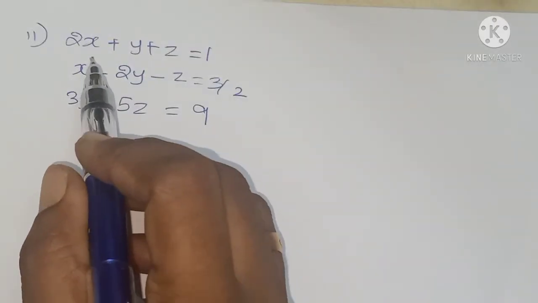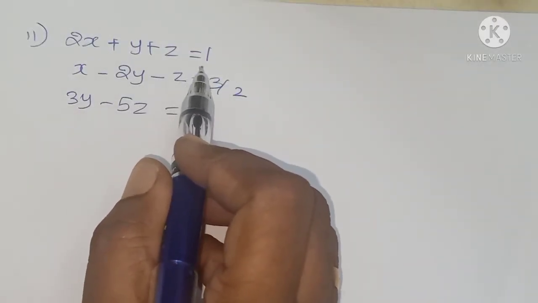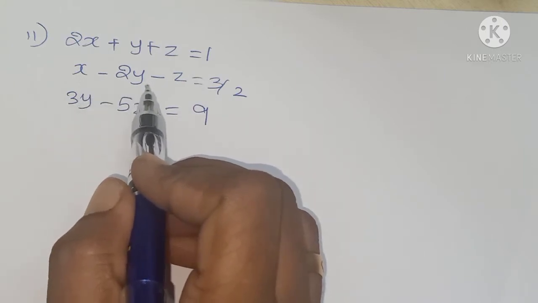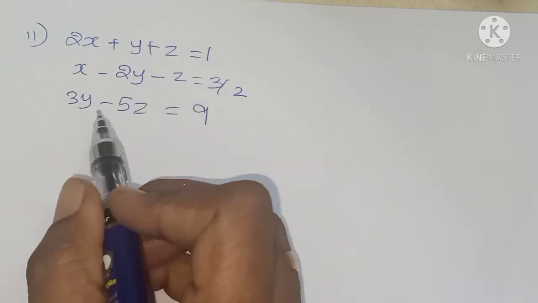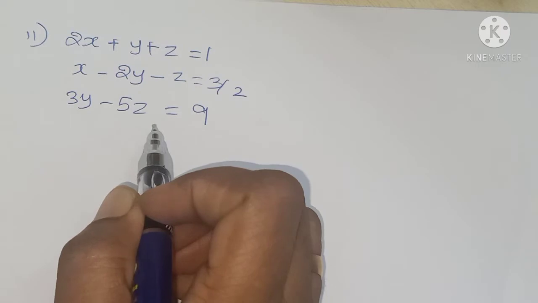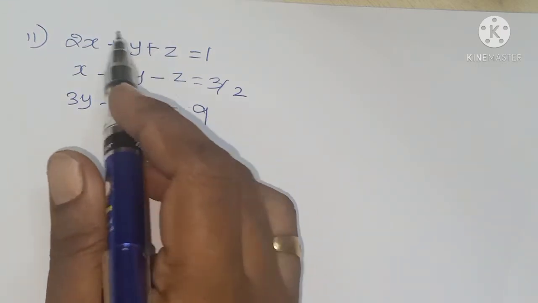Sum number 11. 2x plus y plus z equal to 1. x minus 2y minus z is equal to 3 by 2. 3y minus 5z equal to 9. So this is the question.